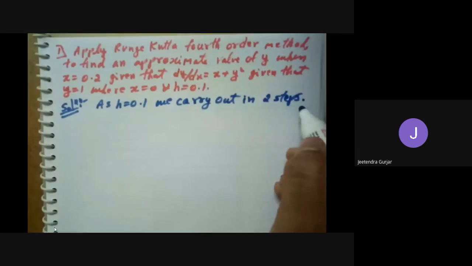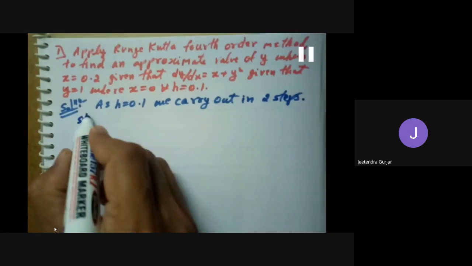Everything is given. Understand this? This is the first example. So what is given, we'll go through once again. So we take h is equal to 0.1. We carry out in 2 steps.